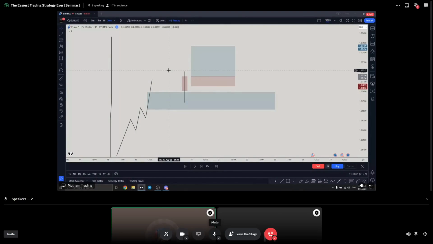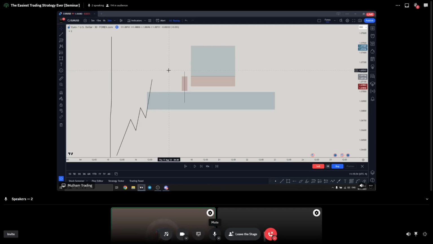Just one thing to add to this strategy, guys: win rate. There is no strategy which will give you a 100% win rate. A 40 to 50% win rate with a 1 to 3 RR is a great win rate. If you calculate it properly, it is a great thing.